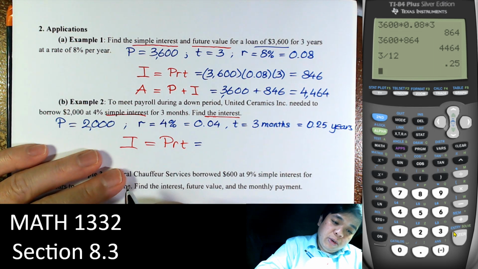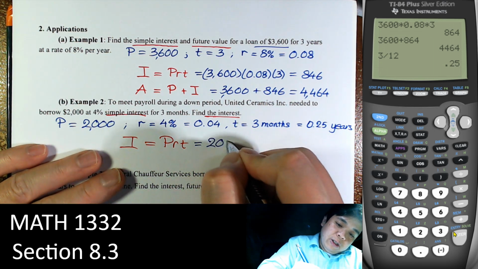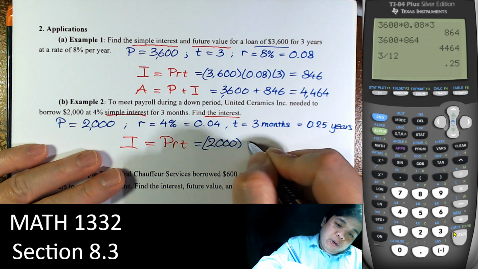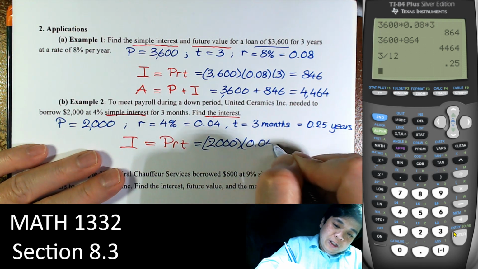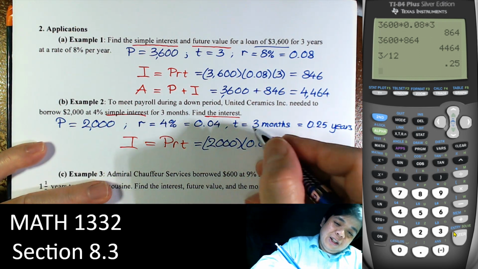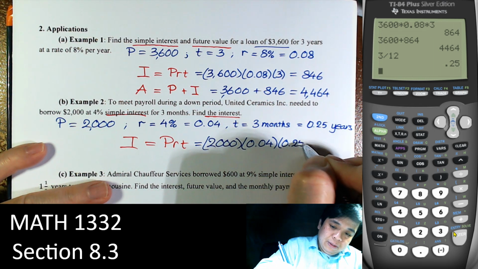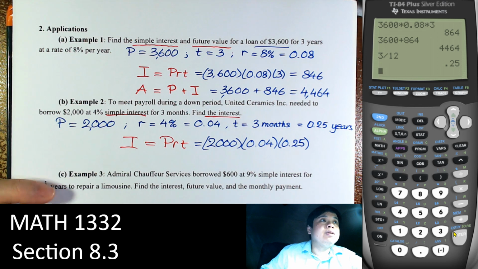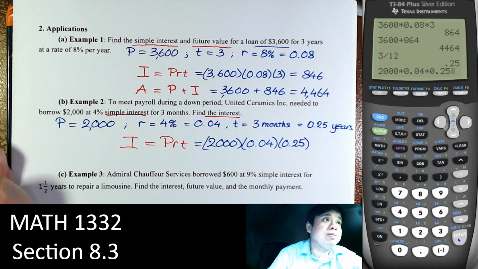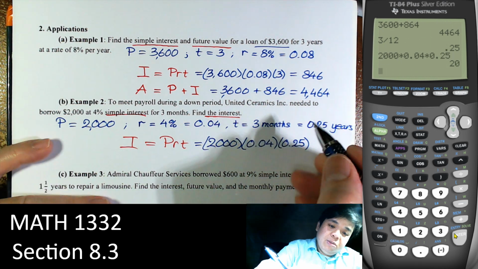So the principal 2,000, the interest rate 0.04, and the T, and that gives us $20.